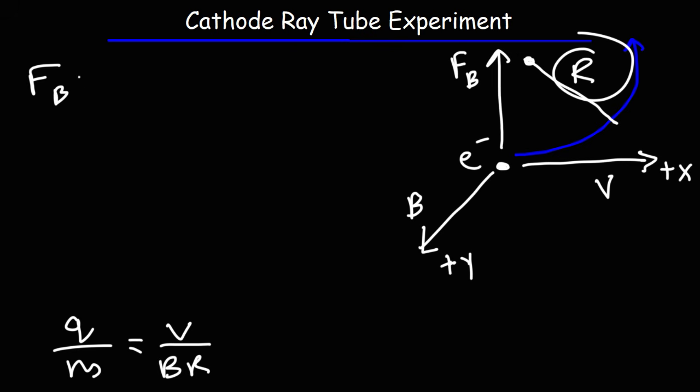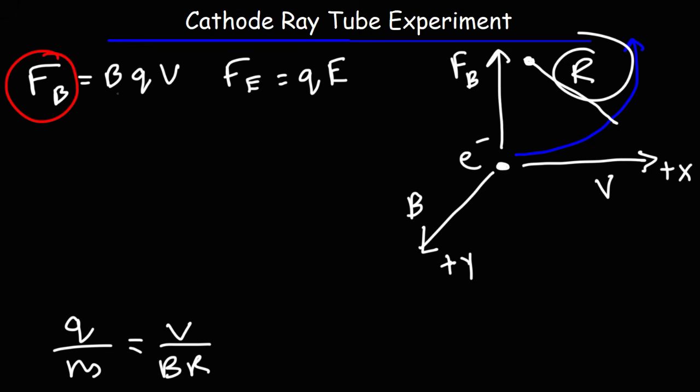The magnetic force acting on a moving charged particle, as we said before, is equal to BQV. The electric force acting on any charged particle, regardless if it's moving or if it's stationary, is equal to the charge of that particle times the electric field. Now, what we need to do is we need to set this experiment in such a way that these two forces are equal and that they cancel out.